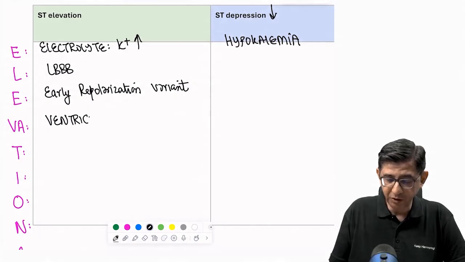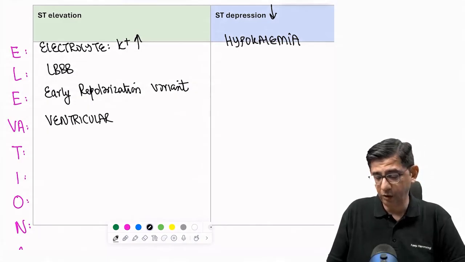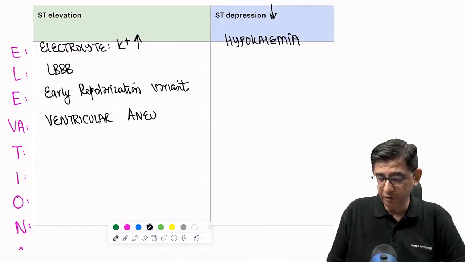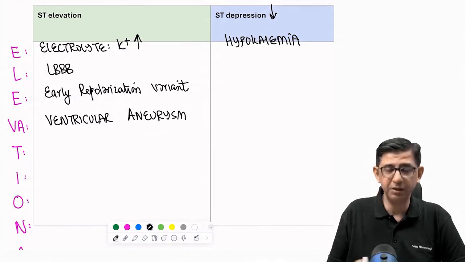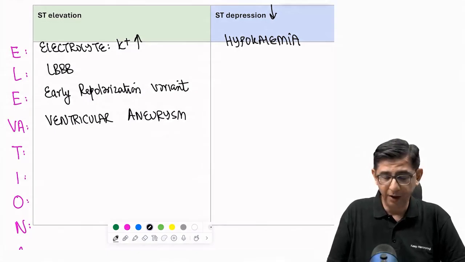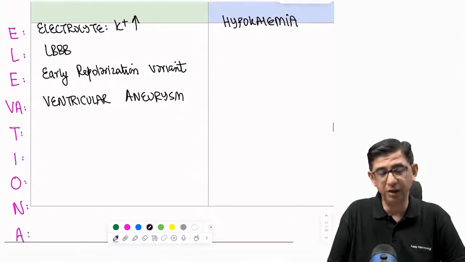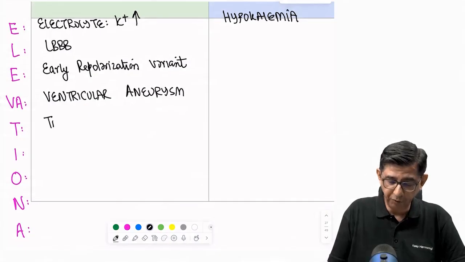Alphabet V is the structural damage in the heart due to MI. It's called a ventricular aneurysm. This usually occurs if the MI treatment is started late, due to structural damage, and that is again a cause of ST elevation. Alphabet T would be for trauma.